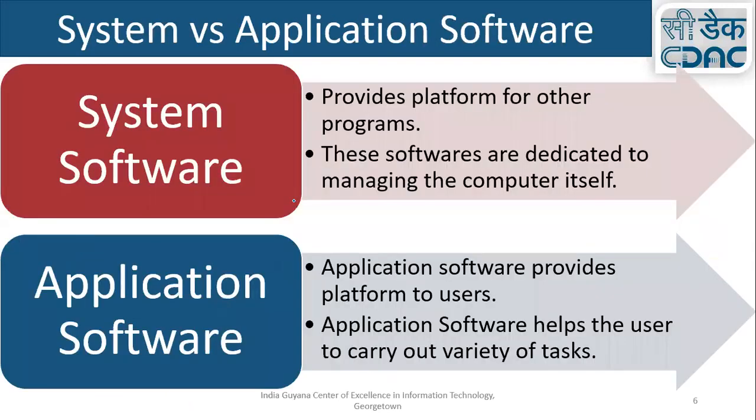So what is system software? It provides a platform for other programs, like application programs. Yes, we already know these things. So your system software provides a platform for other application programs, and this software is dedicated to managing the computer itself. Please remember this part. System software is always dedicated to managing the computer itself.